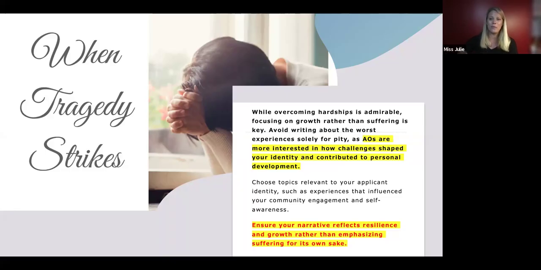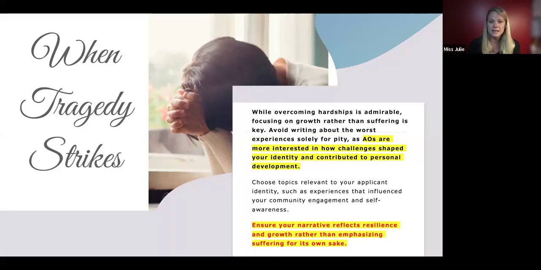So avoid writing about the worst experiences solely for pity, right? As admissions officers are much more interested in the challenges that shaped your identity and contributed to your personal development. So choose topics relevant to your applicant identity, such as experiences that influence your community engagement and self-awareness, and ensure that your narrative reflects resilience and growth rather than emphasizing suffering for its own sake.